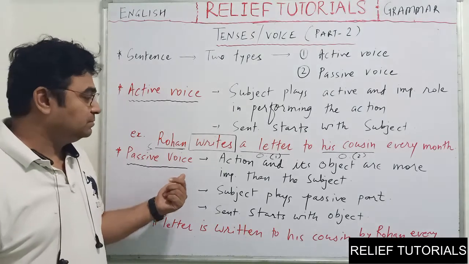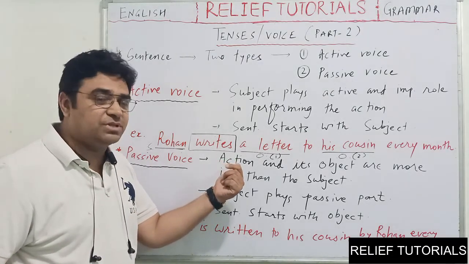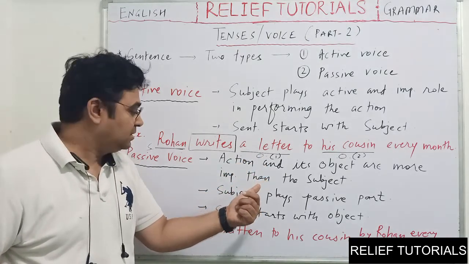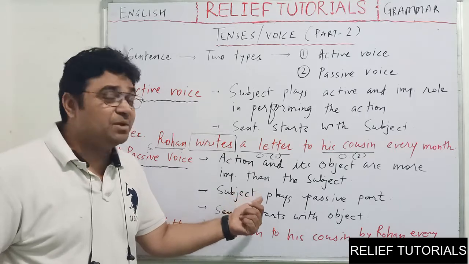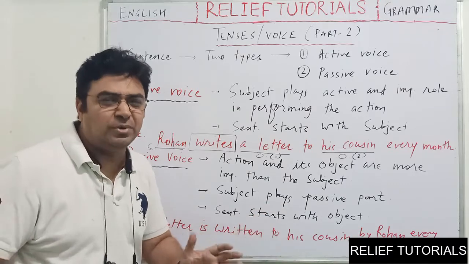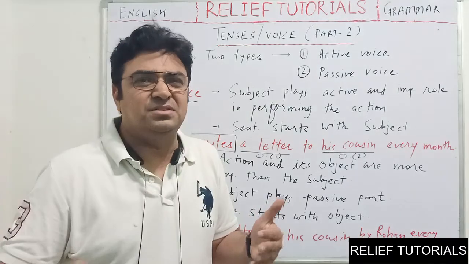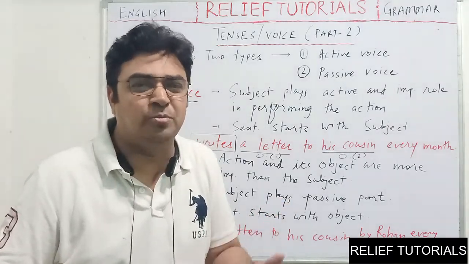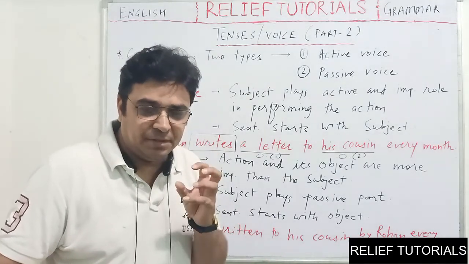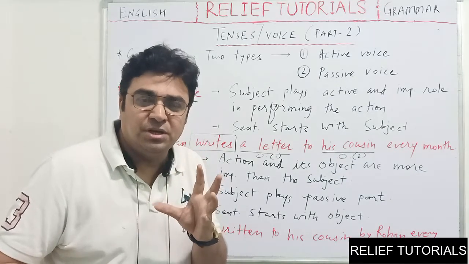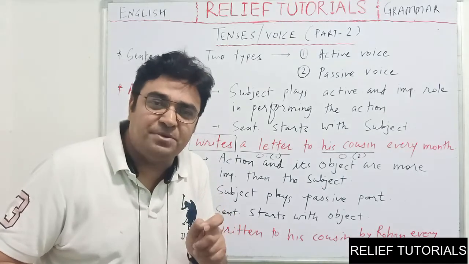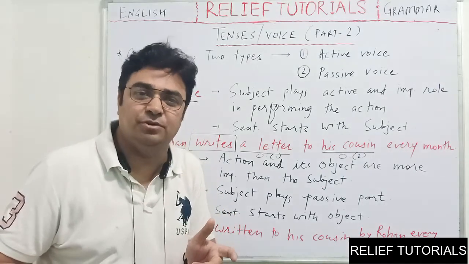Now passive voice. As we have discussed, here the action and its object are more important than the subject. The subject plays a passive part and the sentence starts with the object. Normally teachers consider the passive voice as something that starts with the object, but in the passive voice again the center of focus is the subject. If the subject is playing an active role, the voice is active. If the subject is playing a passive role, the voice is passive.